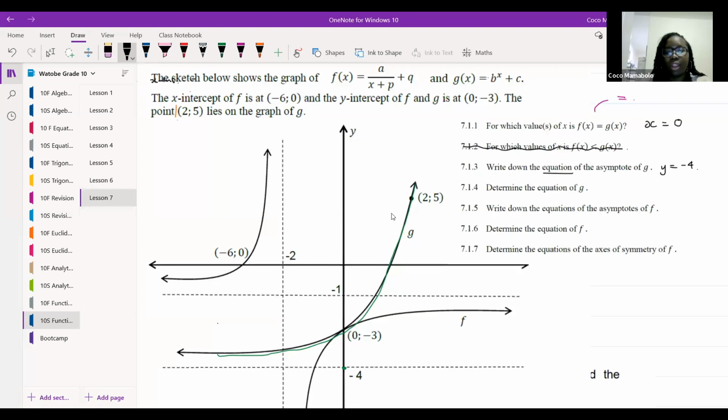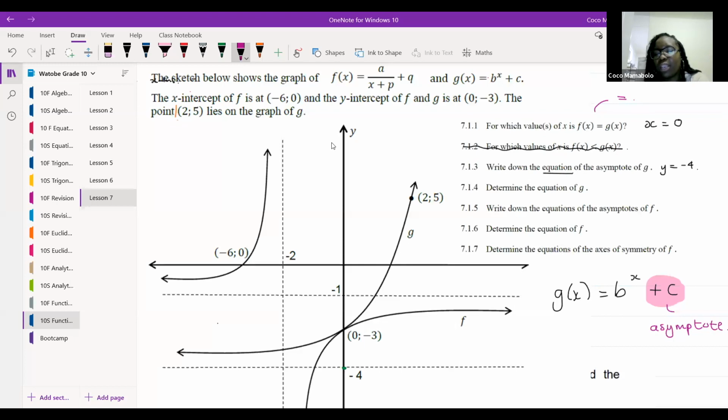Excellent. Now 7.1.4 says, determine the equation of g. Determine the equation of the graph g. So here's what we're going to do, guys. First thing we're going to note is that g of x is equal to b to the power of x plus c. This plus c over here is always the value of our asymptote.